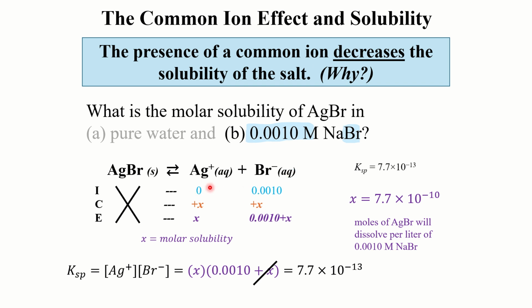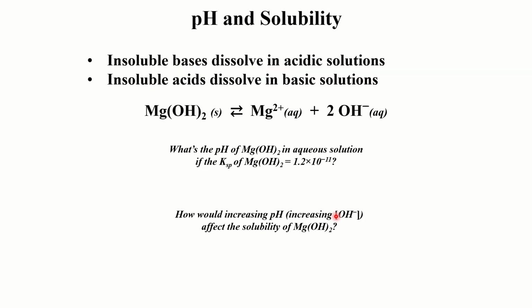If we had 0 of both of these ions at the start, then our reaction is going to shift fairly strongly to the right, which results in more ions being produced, a greater molar solubility. If you've got some of one of the ions present, the reaction is just not going to shift as strongly to the right, and the molar solubility decreases.